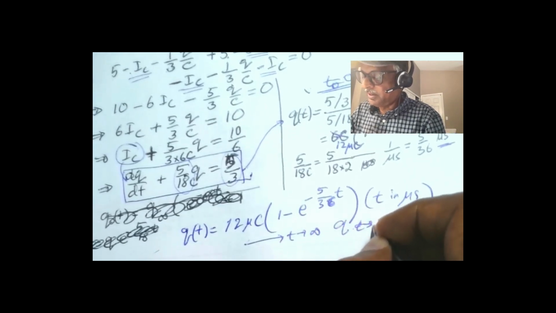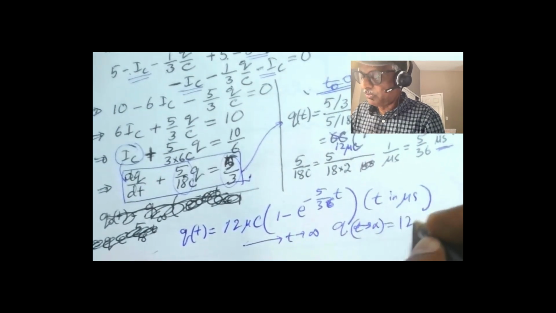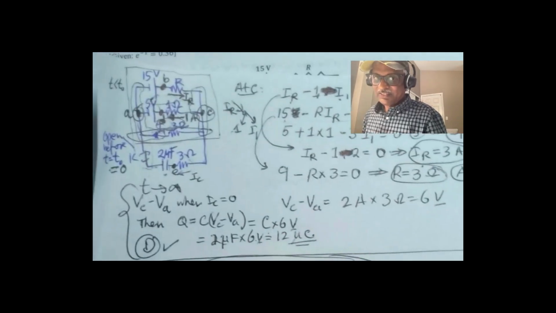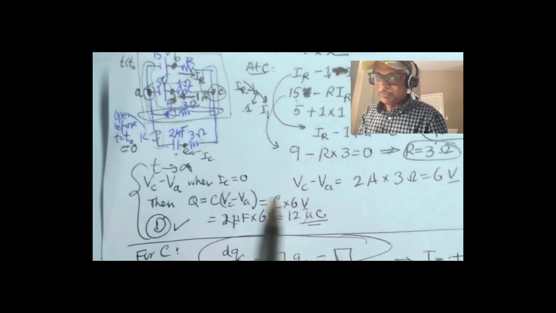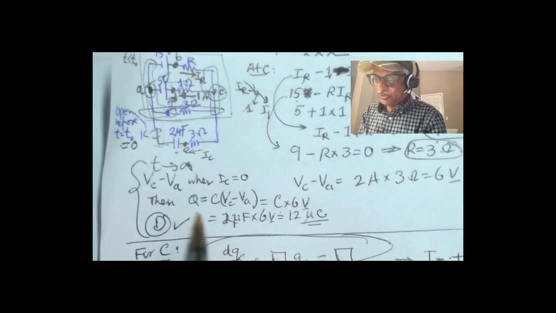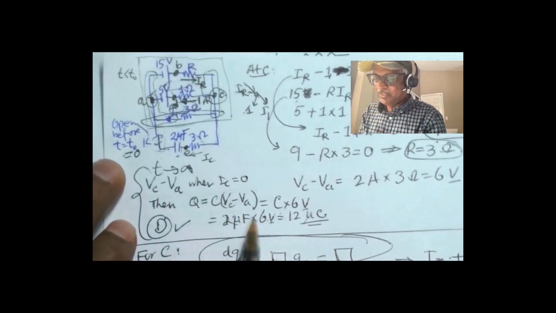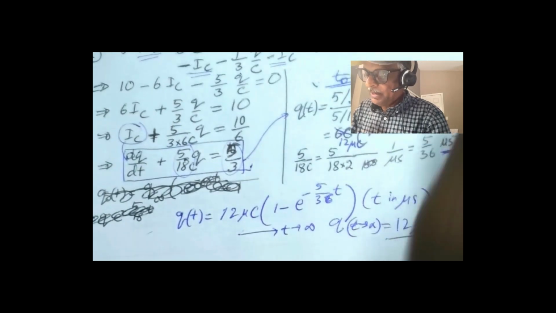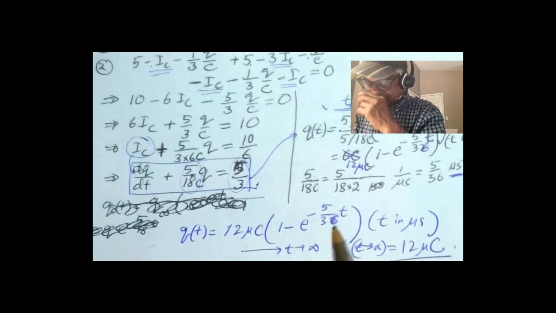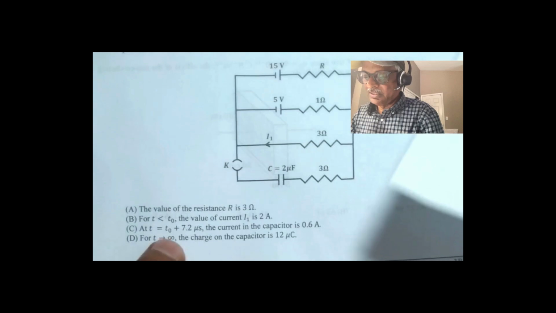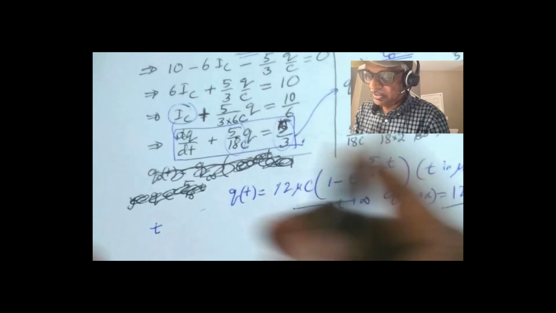As t goes to infinity, fully charged is just 12 microcoulomb. We already knew that before, if you remember: it is an open circuit, with no current through this branch when fully charged, so it is the same answer. Part D can be rechecked that way. For a finite t, the t that we are looking for in this question is 7.2 microseconds. So I put t equals 7.2 microseconds.